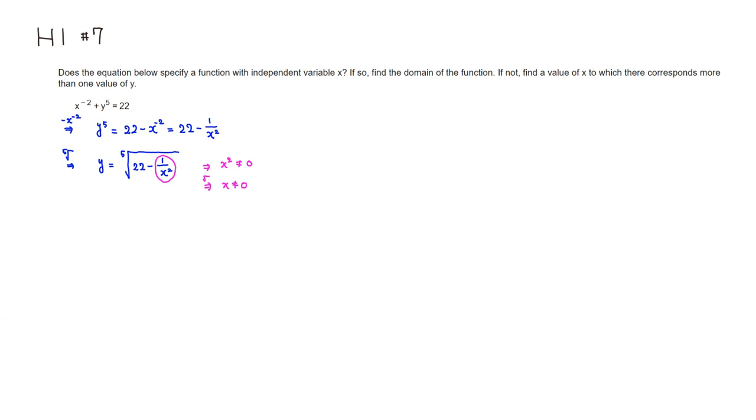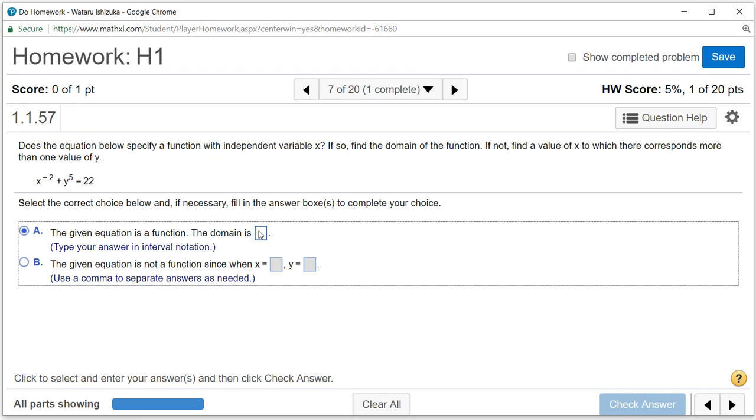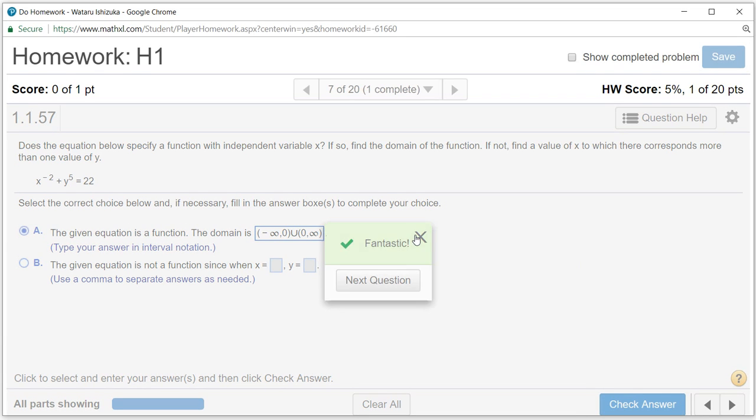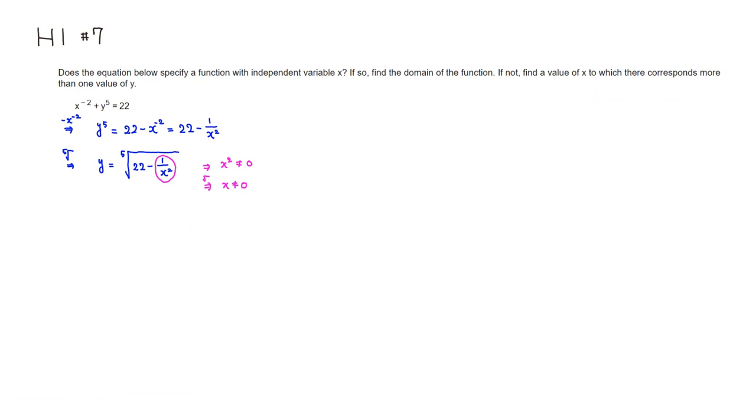All right, so let's type it in. For the domain, I'm going to write the interval notation. We have to eliminate 0, so you have negative infinity to 0, then we're going to skip 0, then go to positive infinity. So we got that. All right, let's check the answer. We got that. That's it. I hope that this was clear.